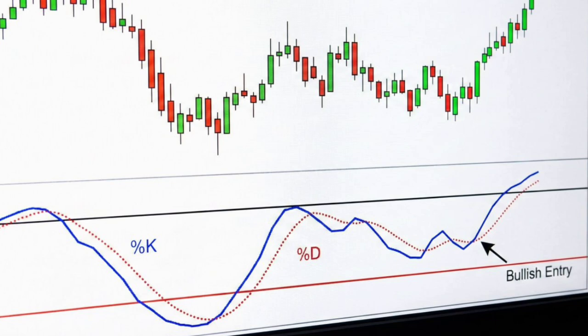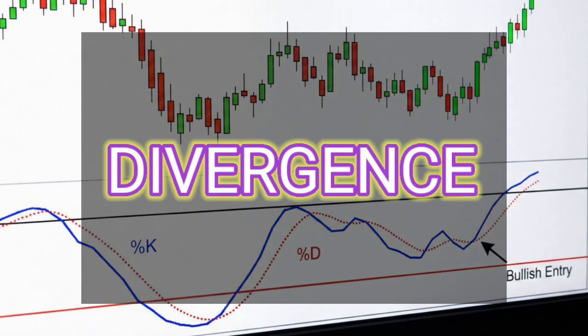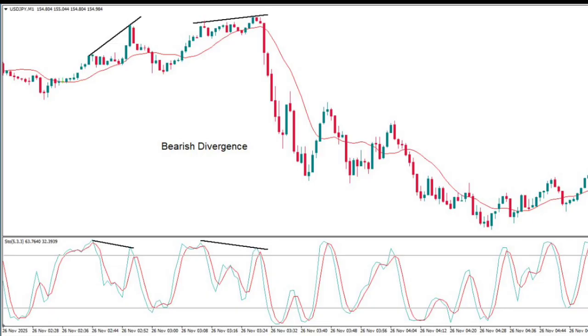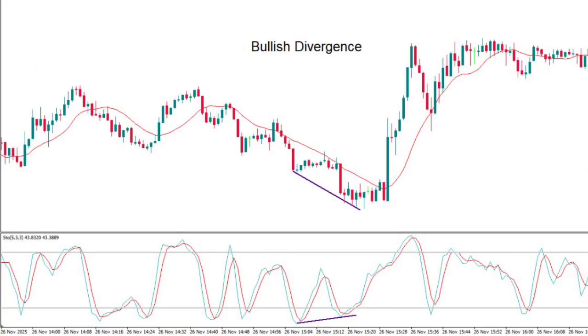Here's where we separate basic knowledge from masterclass execution. We use these 3 signals together. 1. Divergence, the king of signals. Bearish divergence, price makes a new high, but stochastic makes a lower high. Momentum is fading. This is a powerful warning of a potential reversal. The opposite is bullish divergence. Price makes a new low, stochastic makes a higher low. Divergence is your number 1 reason to pay attention.